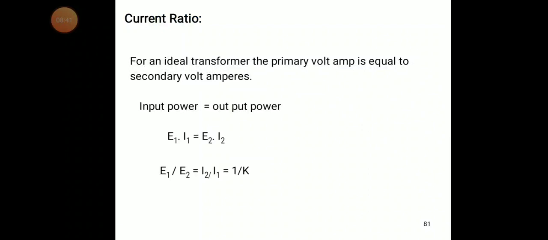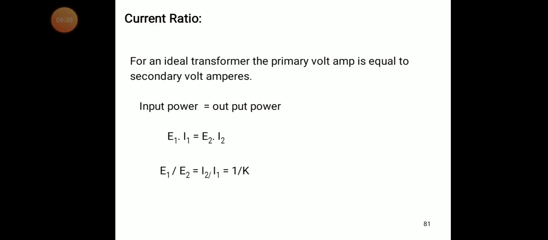Next we try to discuss another parameter, the current ratio. We discussed the voltage ratio. If you know the voltage, automatically we can know the current ratio. For an ideal transformer, the primary volt-amperes are equal to the secondary volt-amperes, that is, input power equals output power. Input power is voltage times current, E1 I1, and output power is E2 I2. From this we can calculate: E2 by E1 equals I2 by I1.